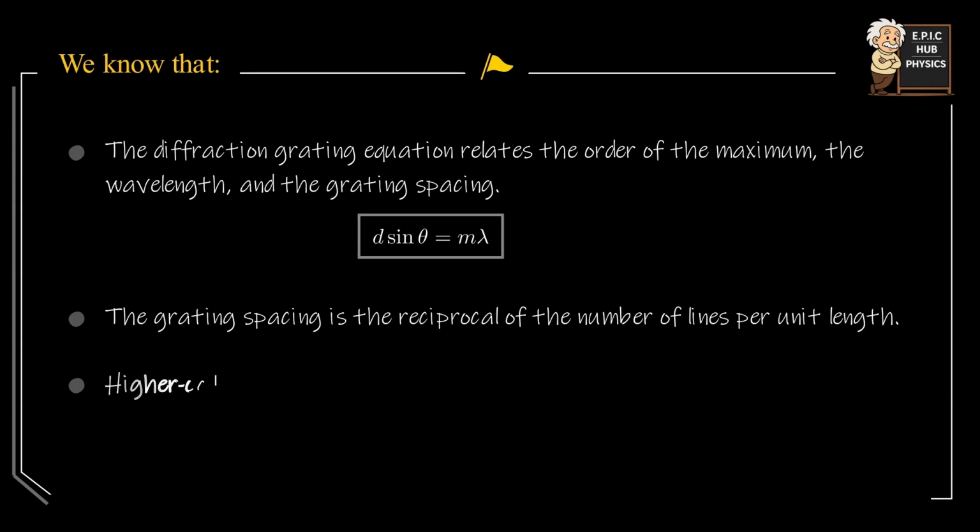We also know that higher order maxima occur at larger angles, which means the third order maximum will appear at a bigger angle than the first or second.